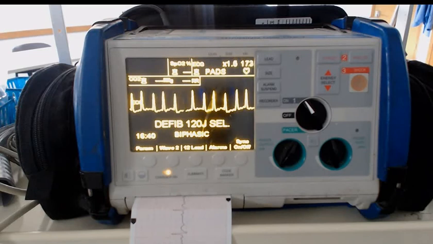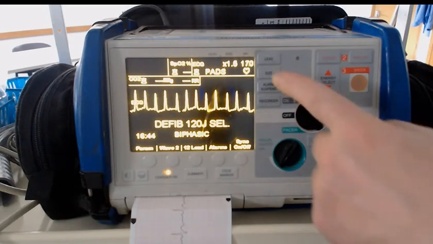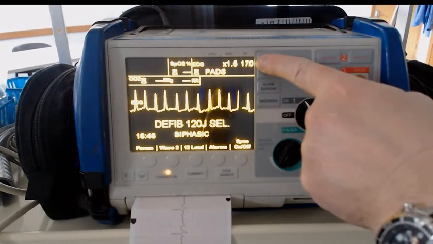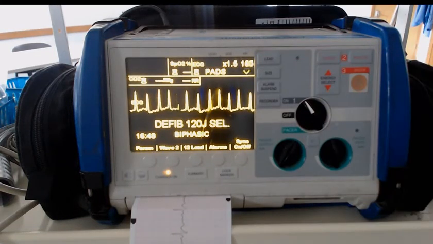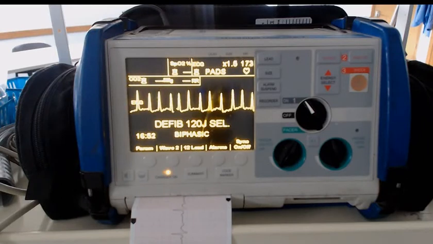AFib is an irregular heartbeat. In this case, because it's over 100 a minute, this is an uncontrolled AFib. And the rule of thumb with irregular heartbeats is an irregular heartbeat is atrial fibrillation until proven otherwise.